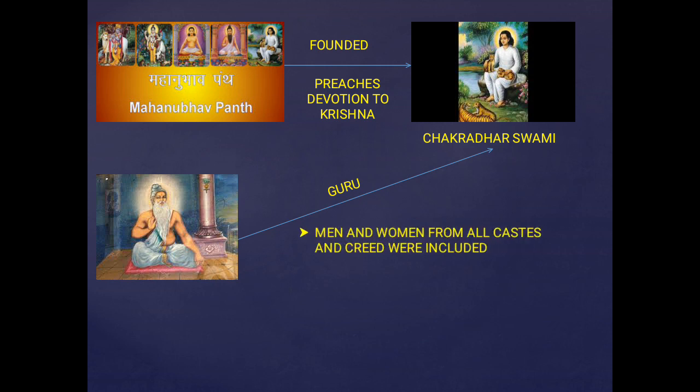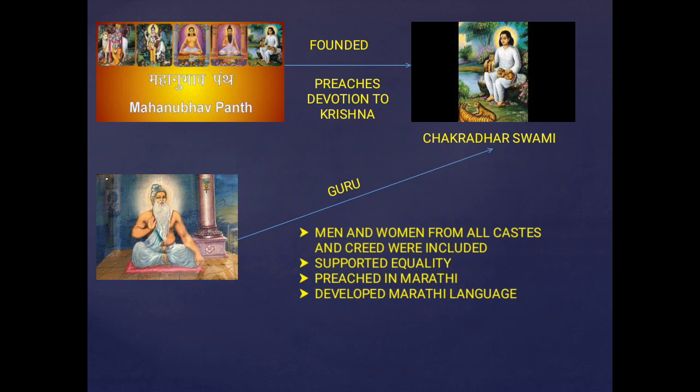The followers of Chakradhar included men and women belonging to all castes and creeds. He supported equality. He traveled to all parts of Maharashtra preaching in Marathi. He preferred Marathi instead of Sanskrit. This led to the development of the Marathi language. Many works were composed in Marathi.